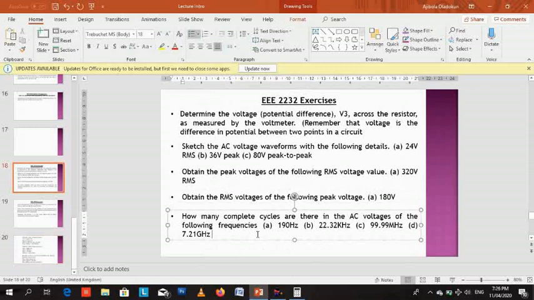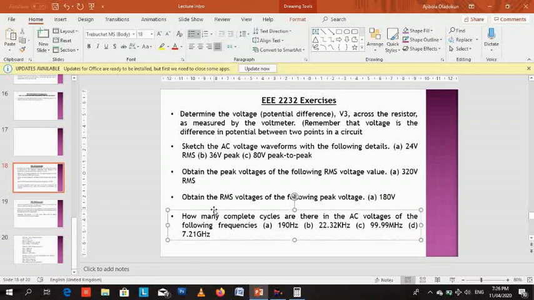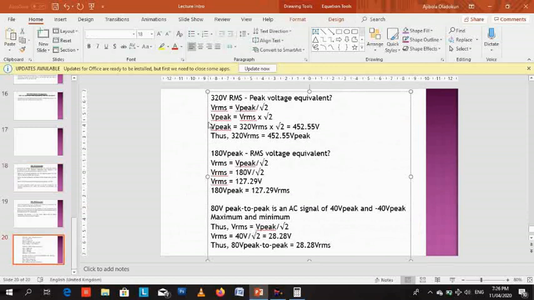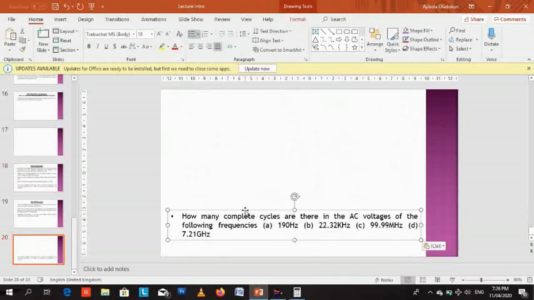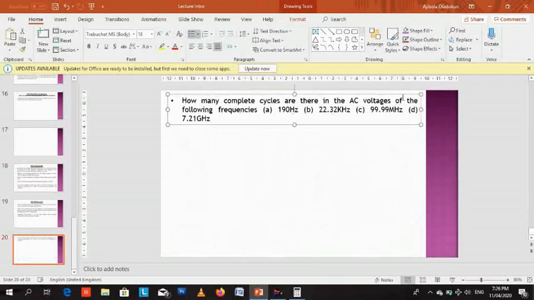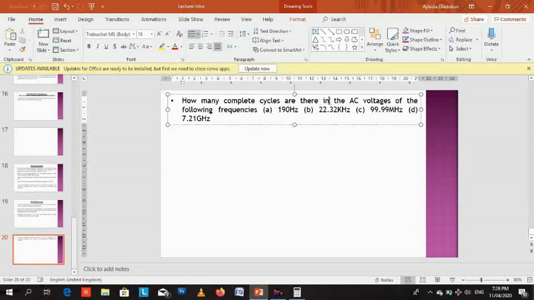So let's go. How many complete cycles are there in AC voltage of the following frequencies? 190, 22.3 kilohertz, 99.9 megahertz, and 7.21 gigahertz. So let's examine the next exercise. We are given 4 different AC voltage waveforms. They have frequencies. We don't know what their voltages are. It doesn't matter. What matters are the frequencies.